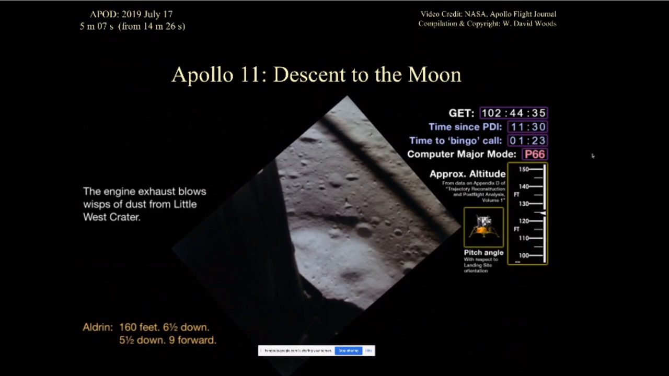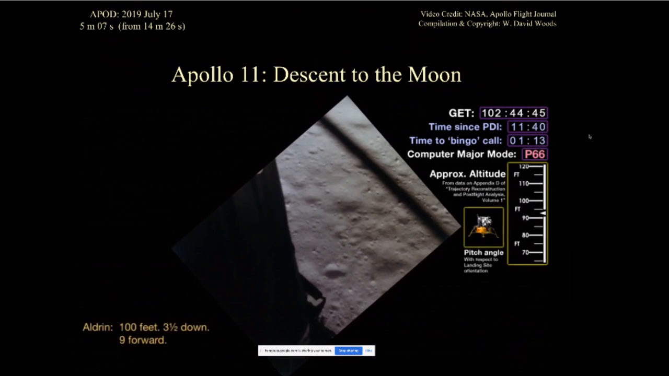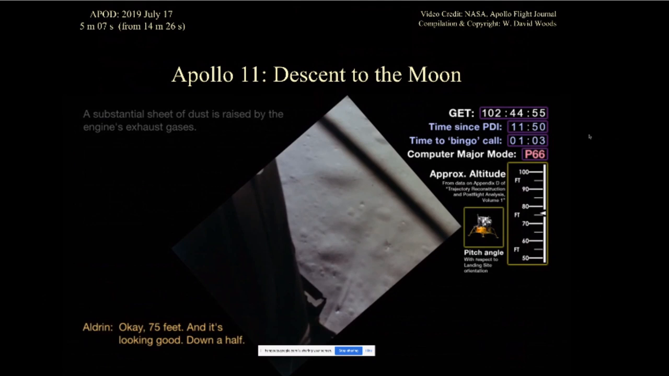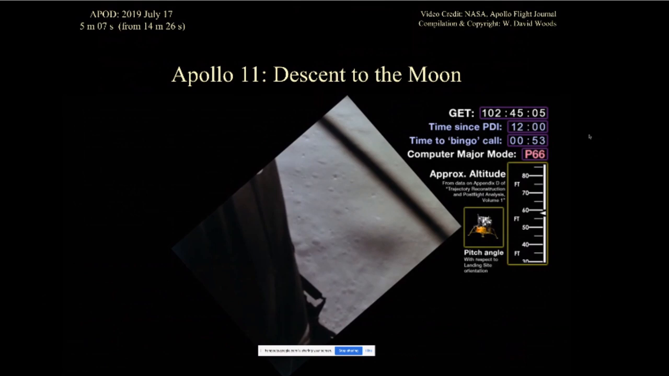Now there's something called a bingo call, which means that they might have to stop this and go back. When the bingo call gets to zero, they can't land anymore and be safe. They didn't think they'd be this close. The bingo call is getting to within a minute. Armstrong's looking for a place to land. Aldrin's calling off numbers. There's a minute to bingo call. Mission Control says, 60 seconds. There's drama here.